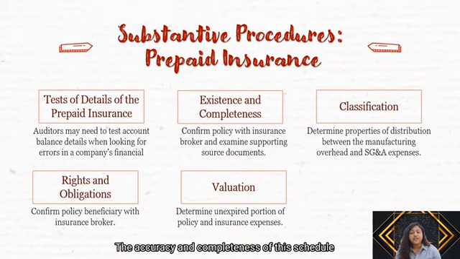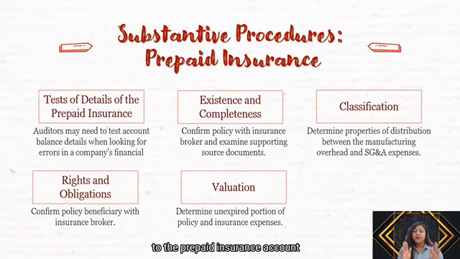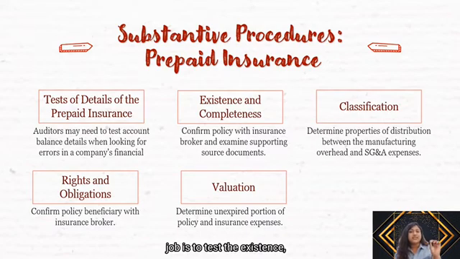The accuracy and completeness of this schedule are tested by footing it and tracing the ending balance to the prepaid insurance account in the general ledger. Then, the auditor's job is to test the existence, completeness, rights and obligations, valuation, and disclosure classification assertions. Second, existence and completeness.